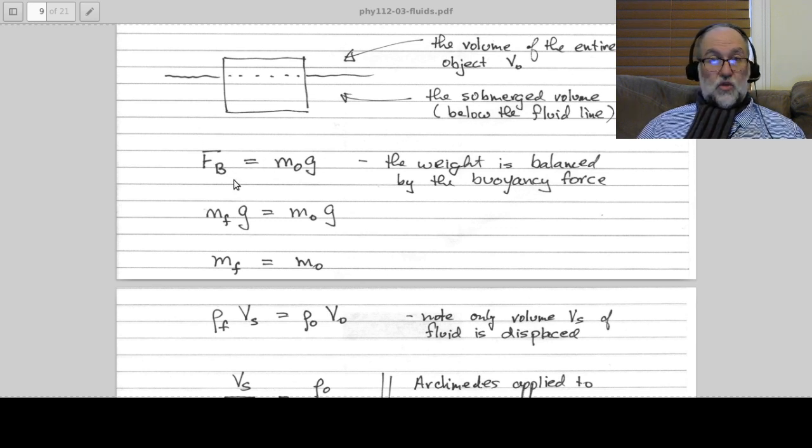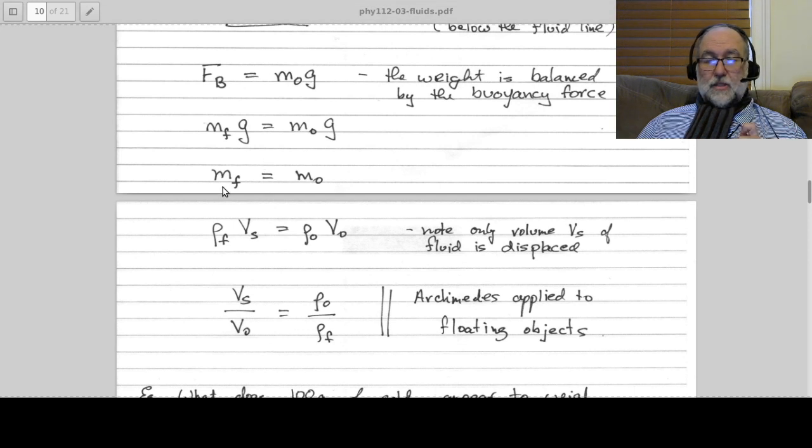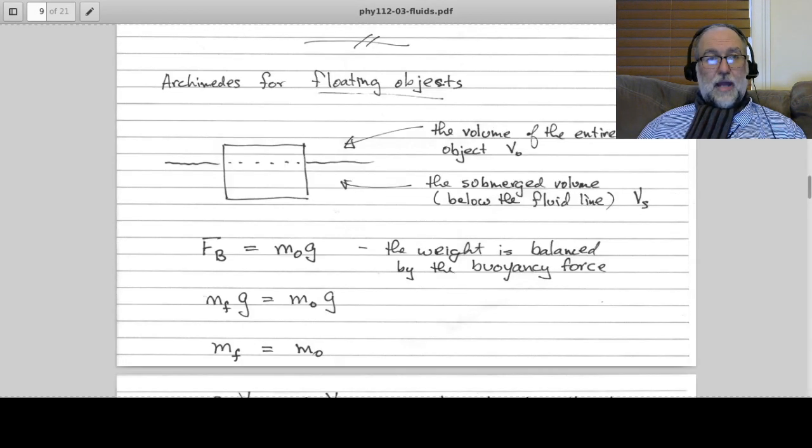Now, the buoyancy force, using Archimedes' principle, can be written as the mass of the displaced fluid times g. And so we get that the mass of the displaced fluid must equal the mass of the object, okay? Now, here's where it gets a little tricky. The mass of the displaced fluid does not correspond to the volume of the entire object, because only the submerged volume of the object is actually displacing fluid. So let's look at that picture again. What fluid is displaced here? Just VS, just the volume VS is displacing fluid, okay?